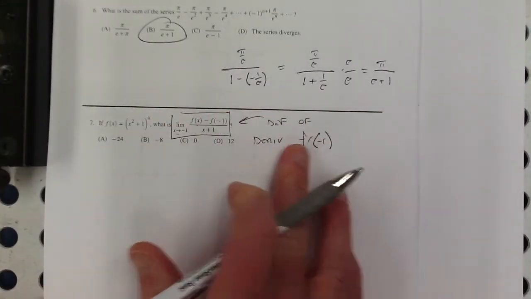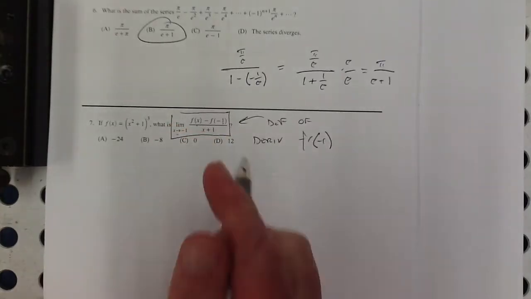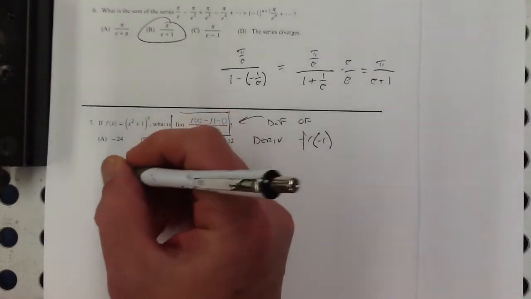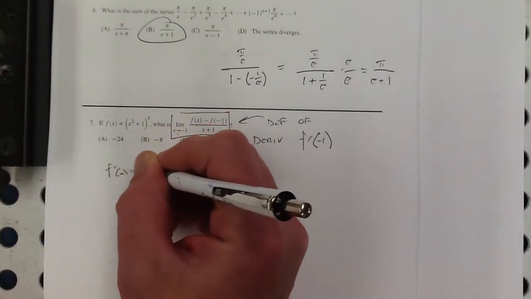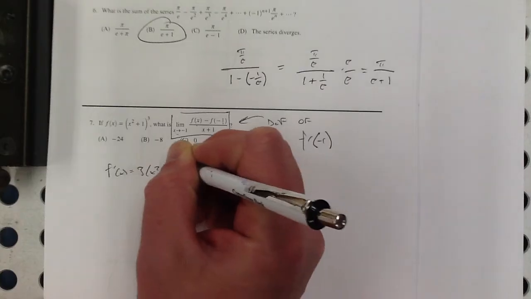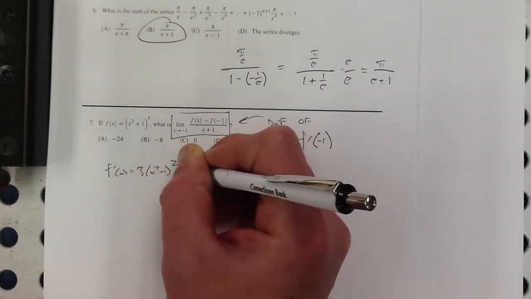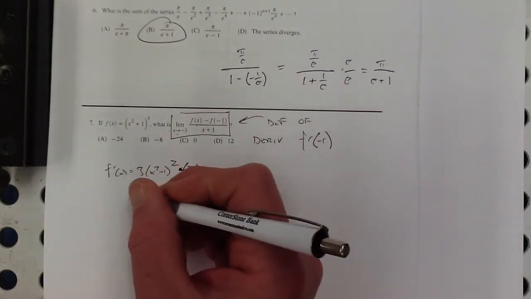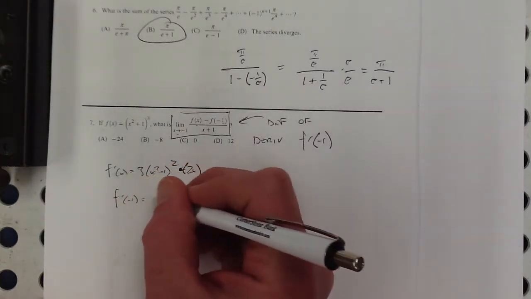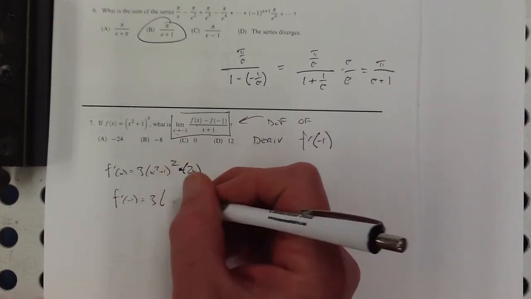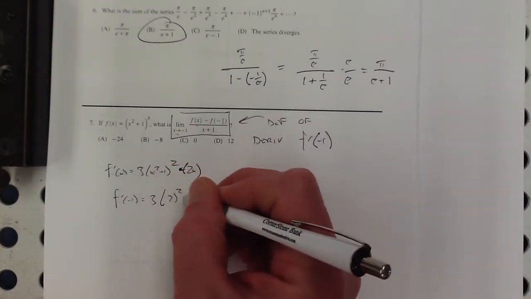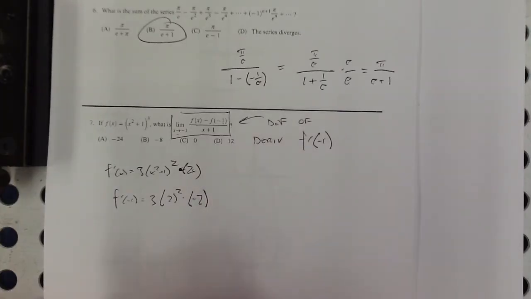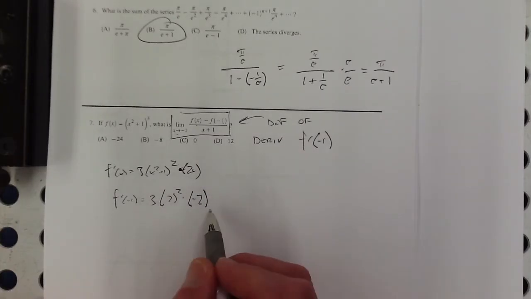If you recognize, this is the best way to do it, to recognize that it's the definition of the derivative at x equals negative 1. So that means that, let's see, f prime of x is equal to 3 times x squared plus 1 to the second power times the derivative of what's inside, which is 2x, and then plug negative 1 into that. Negative 1 squared is 1, plus 1 is 2 squared times 2 times negative 1. So it looks like negative 24.